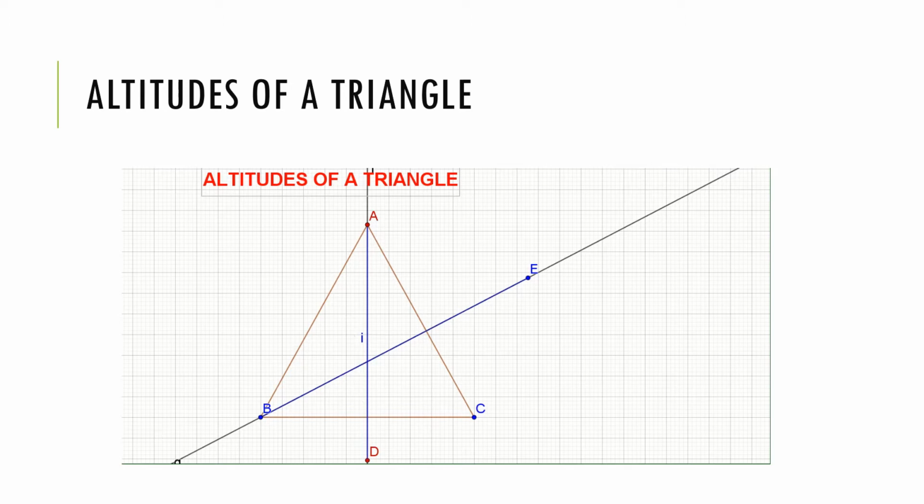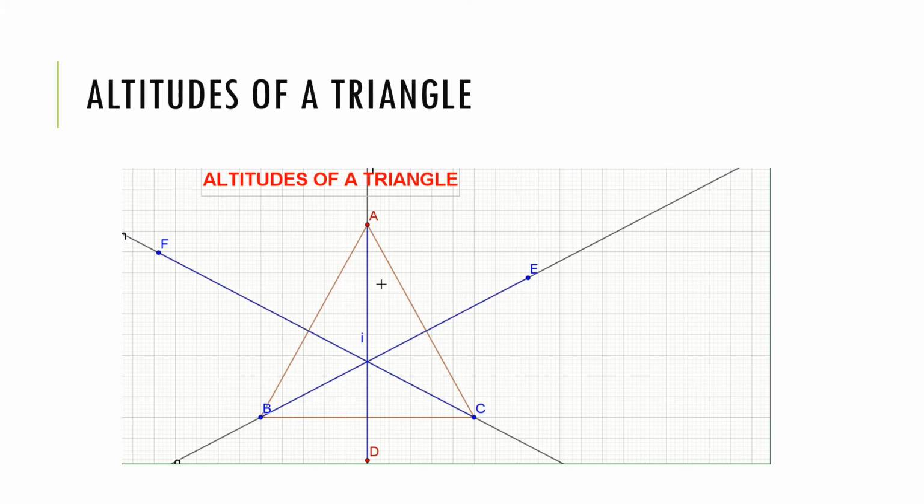Now, let me do the next one, the third altitude that can be drawn. The third altitude can be drawn from the vertex C to the side AB. Let us see how it looks. This is the third altitude. To be specific, let me make it more clear, and this CF is the altitude that is drawn from the vertex C to the side AB.